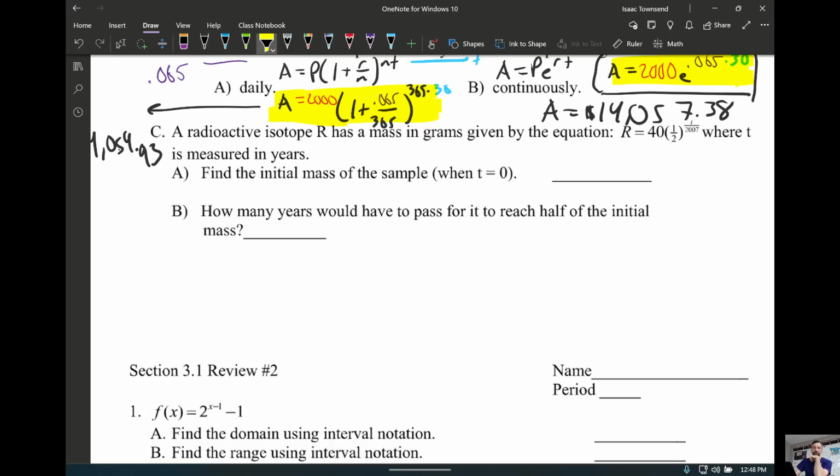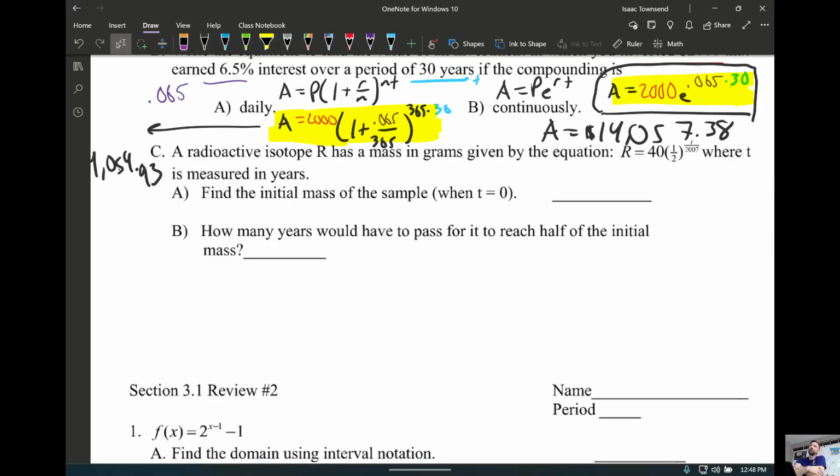All right, and then the last type is half-life type problems. So again, you don't need to really know any chemistry behind this other than to know what half-life means. Half-life is how much time has to pass before half of something decays. So we have some made-up radioactive isotope, and this formula tells us how many grams it has based on the year T. So if you want to know the initial mass, initial is at the start, you should plug in 0 for T and solve and see how big that isotope is.